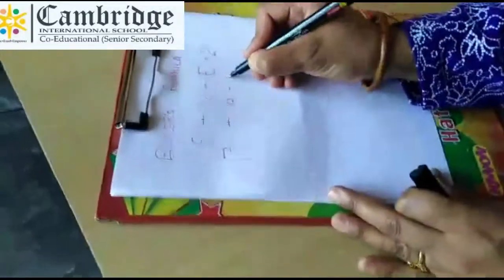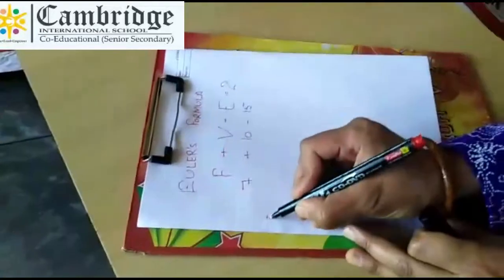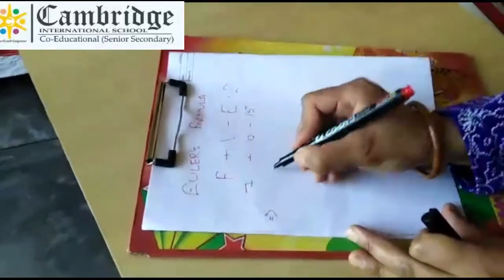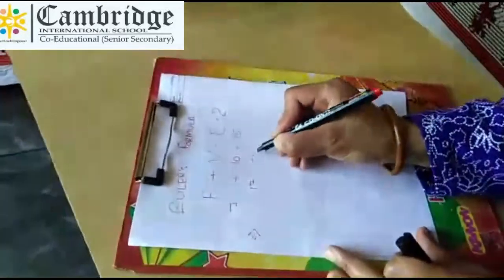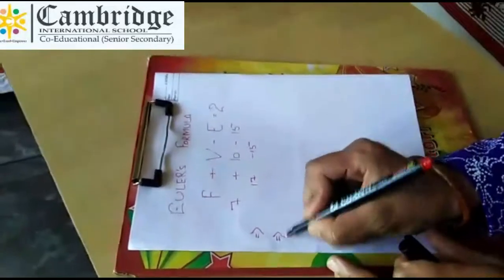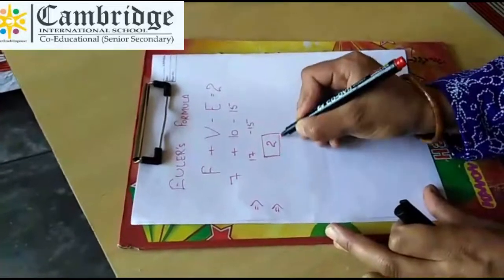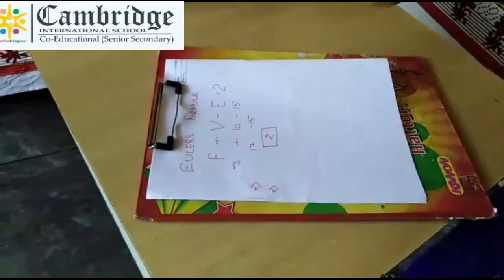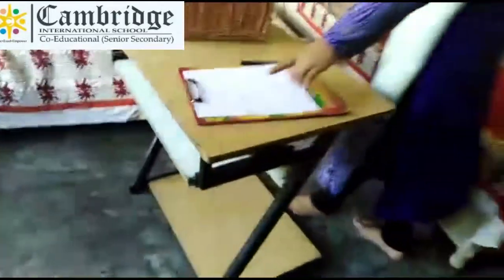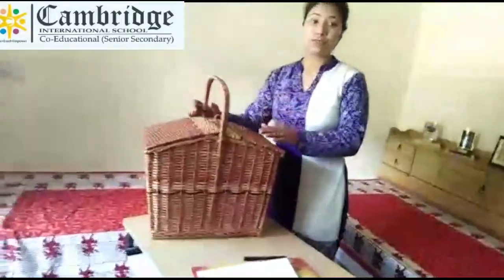So let's solve this. We got 15 edges. So 7 plus 10, 17 minus 15, which equals 2. And here our Euler's formula is solved. So now when we get the answer 2, and Euler's formula is completely justified, we can conclude that this solid shape is a convex polyhedron.